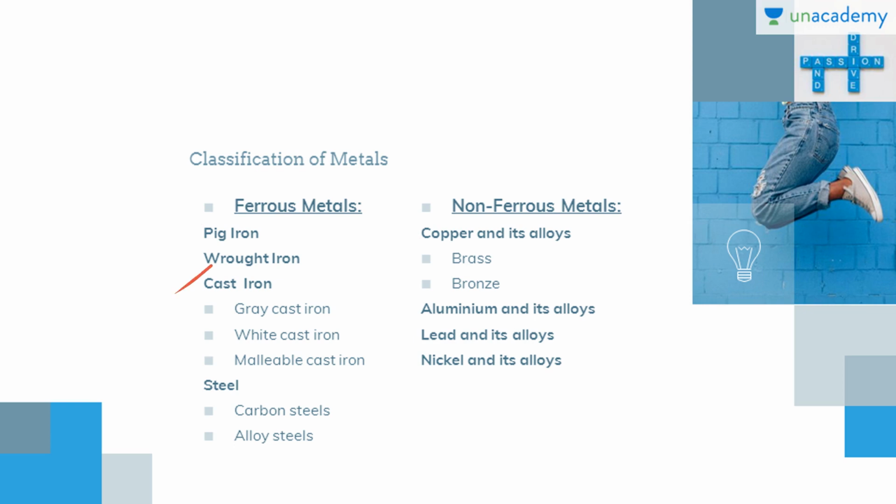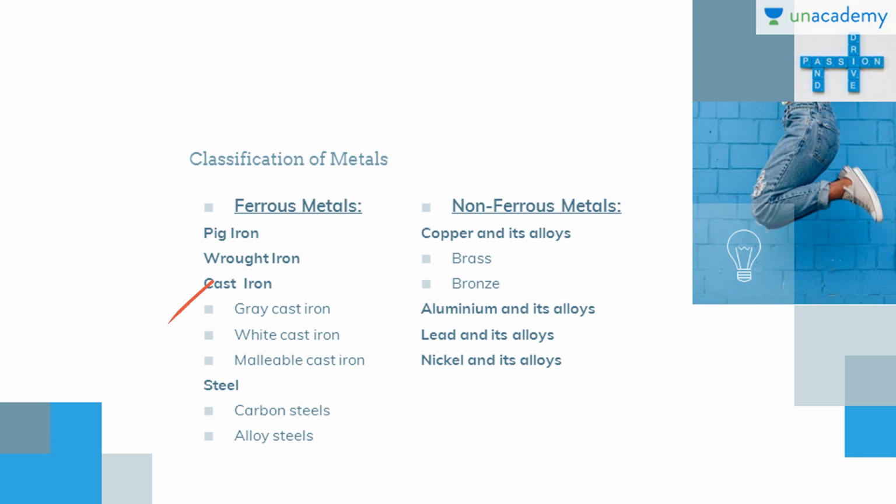Wrought iron is a pure form of iron. It consists of about 99.5% iron and a small amount of carbon, ranging from 0.05 to 0.25%, along with traces of sulfur, manganese, phosphorus and silicon. Then you have the cast iron.